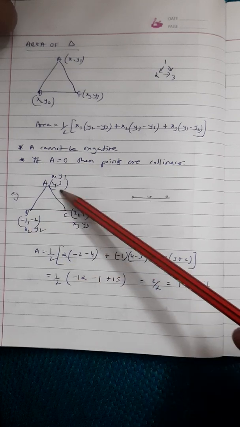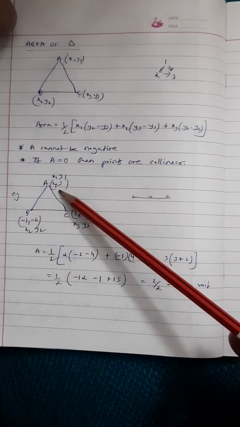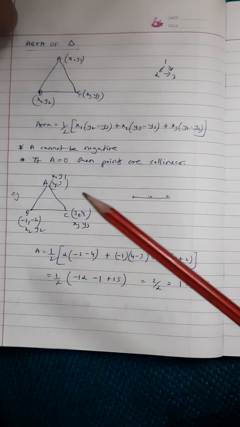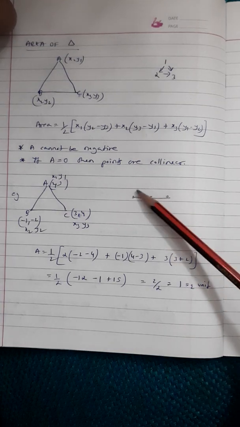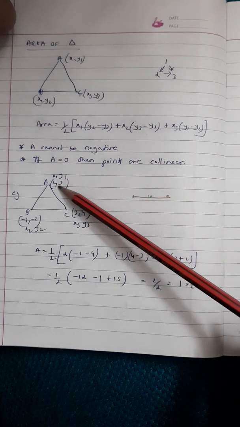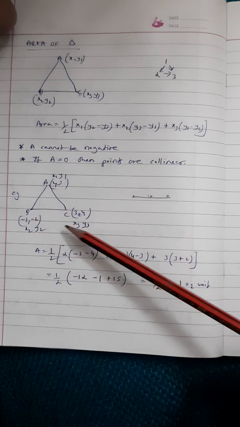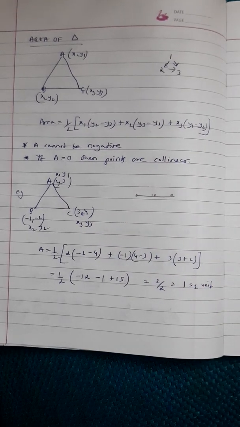Here I have demonstrated an example. So A, B, C, the three coordinates are given to you: (2, 3), (minus 1, minus 2) and (3, 4). So you can take any as x1, y1, x2, y2, x3, y3. There is no definite rule. But normally as per the alphabetical order, A becomes (2, 3), that is x1, y1. B is x2, y2 and C is x3, y3. But as I told you, the order doesn't matter. But you have to fix one.